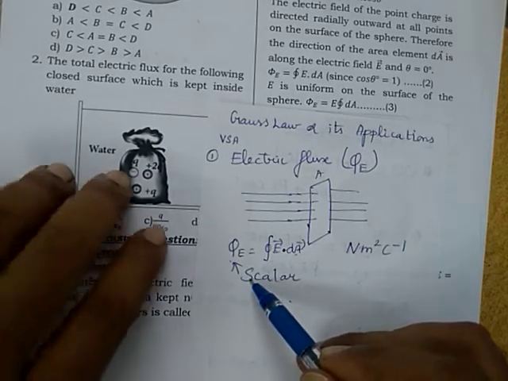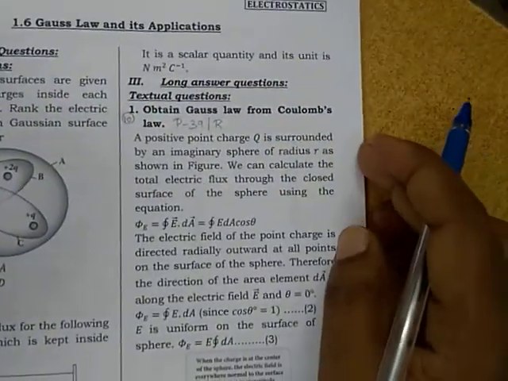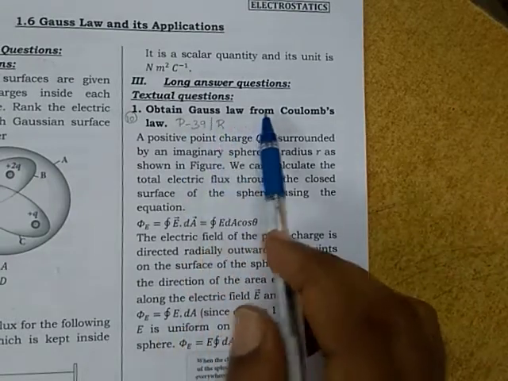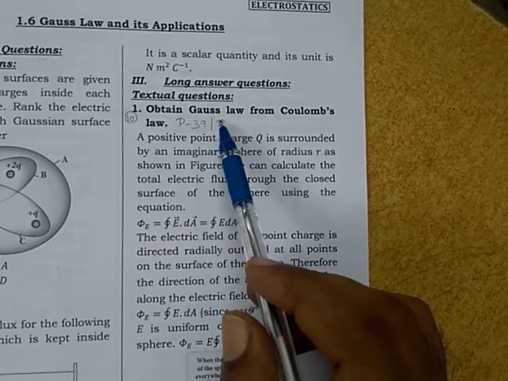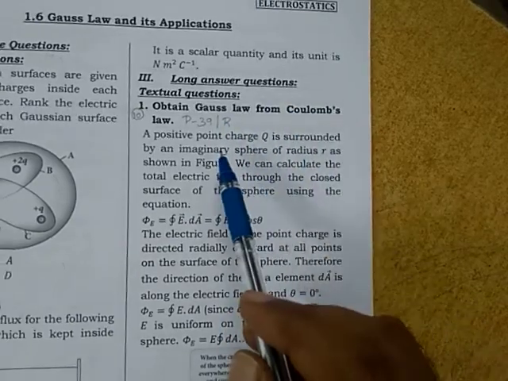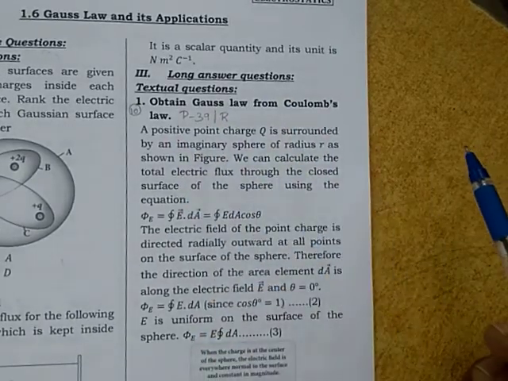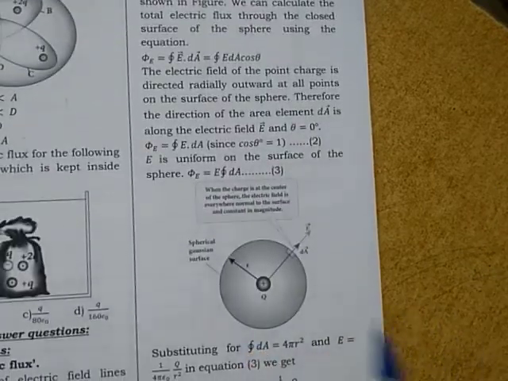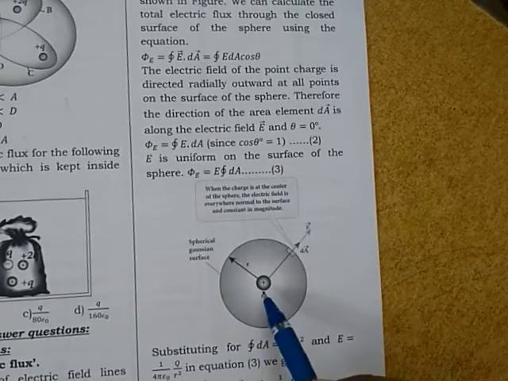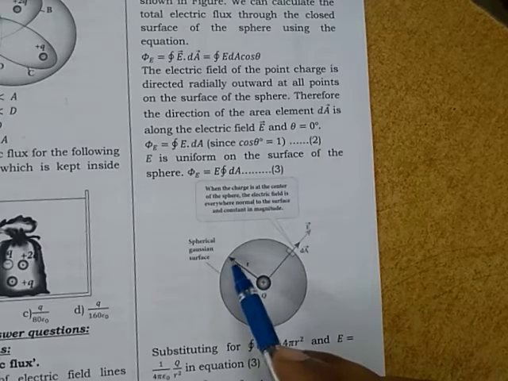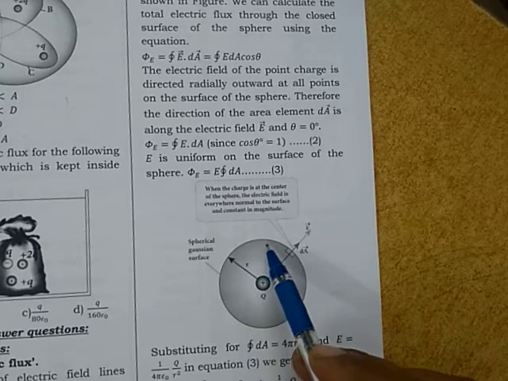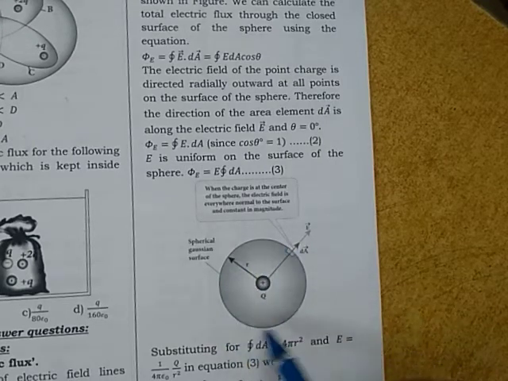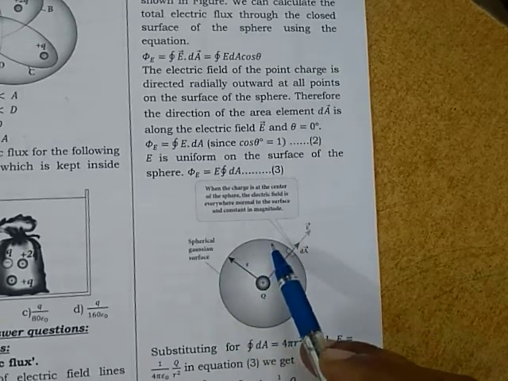Then let me go for the next question, that is a long answer question: obtain Gauss law from Coulomb's law. For this we need to derive Gauss law from Coulomb's law. I am considering a positive point charge. From that point charge, at a distance r, I am considering an imaginary sphere. On that sphere we are calculating the total electric flux.